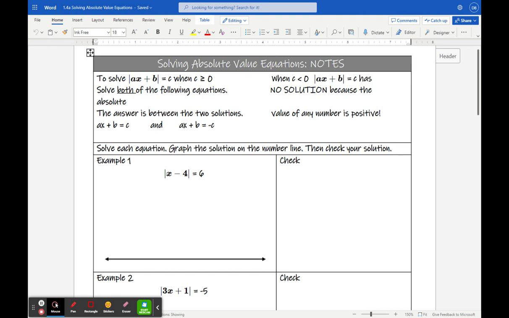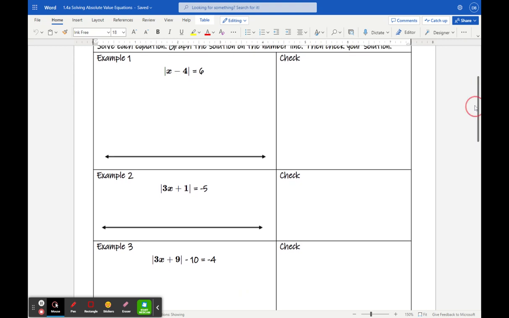At the top we have some very important information. We know that the absolute value of ax plus b should equal c. When c is greater than or equal to 0, you would set it equal to a positive c or a negative c and solve. The answer is going to be between those two solutions. If c is less than 0, it has to be no solution because the absolute value of any number is positive. So let's slide down and get started.